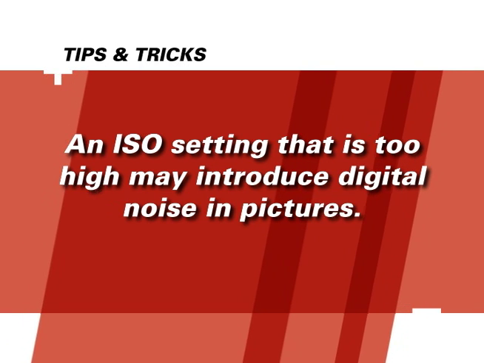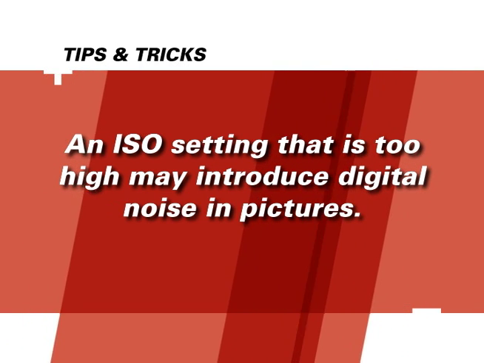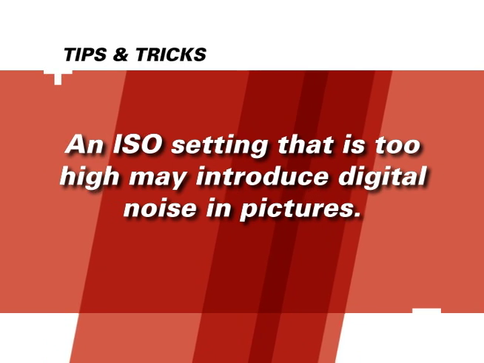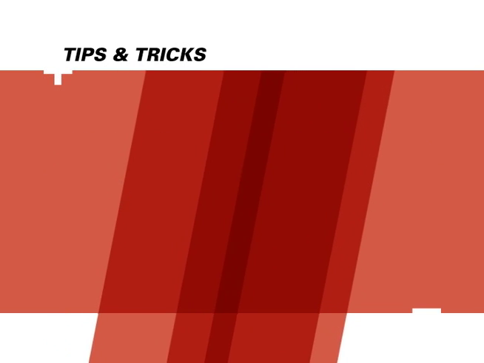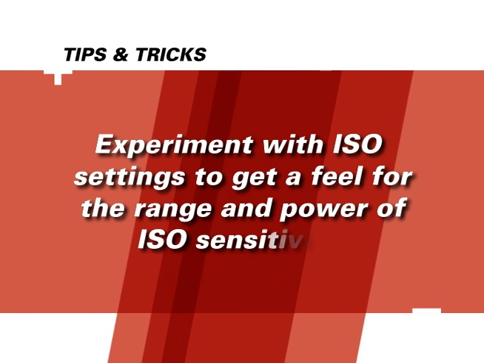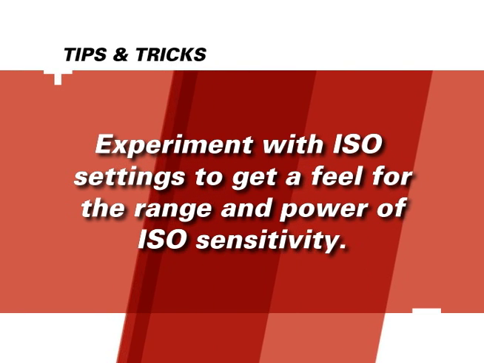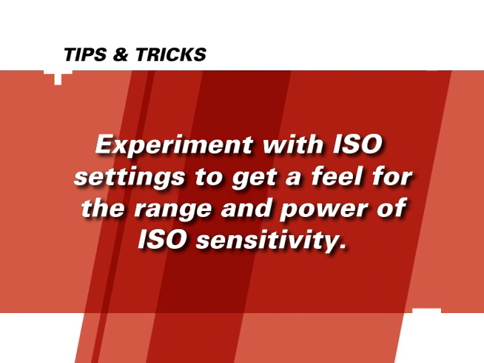An ISO setting that is too high for the shooting conditions will make the image lose quality and you might even start to see particles in your picture. Experiment with ISO settings to become more familiar with their range and control. The image sensor on your camera is very powerful. It gives you the flexibility to shoot in low light conditions and still get amazing pictures.